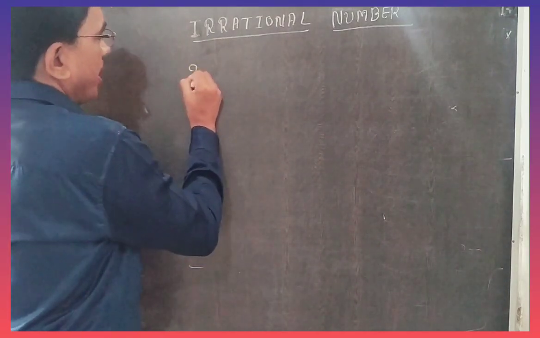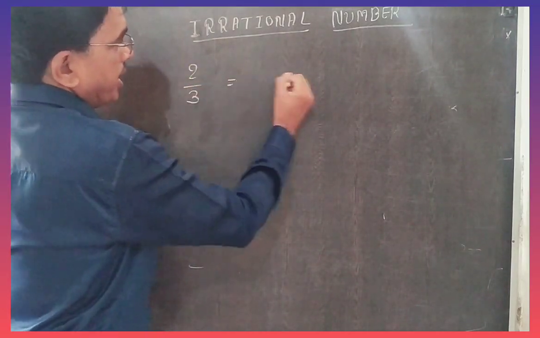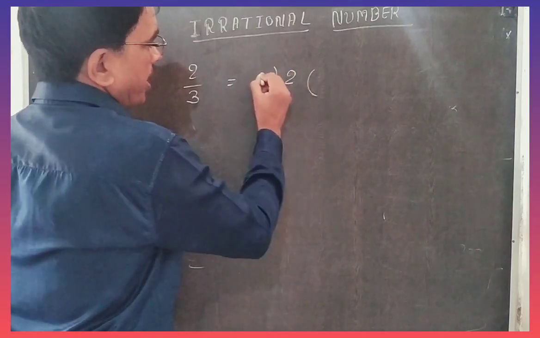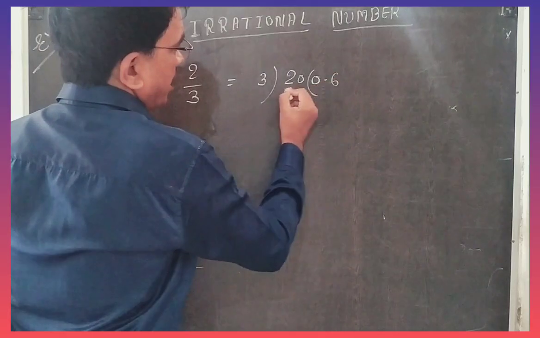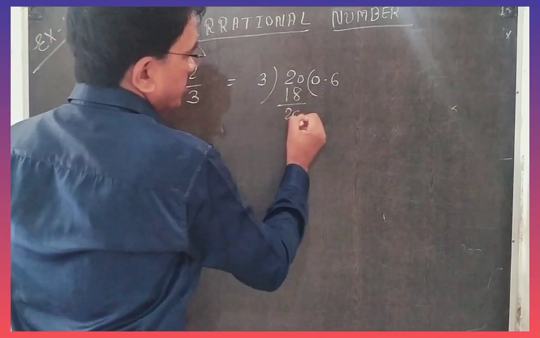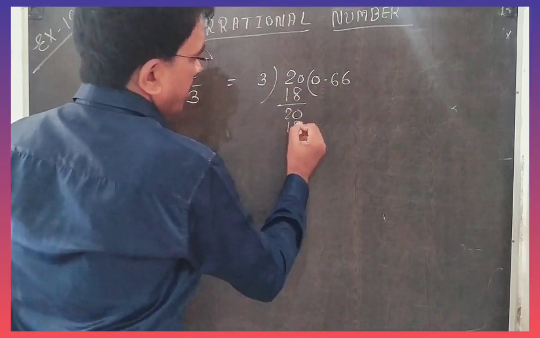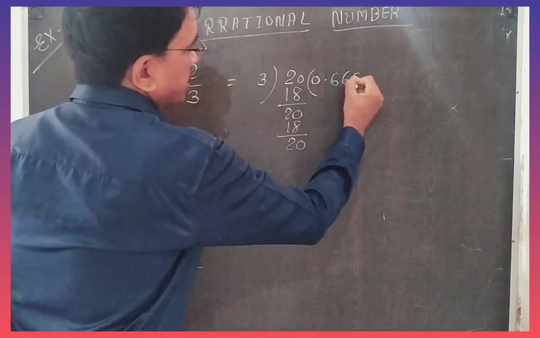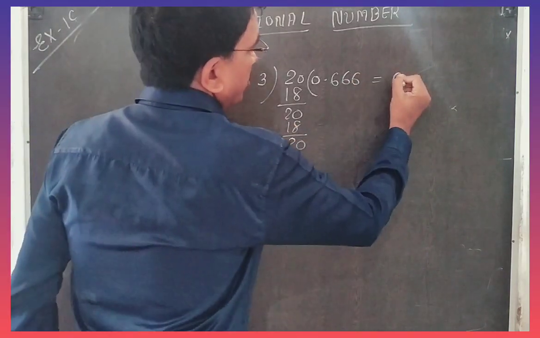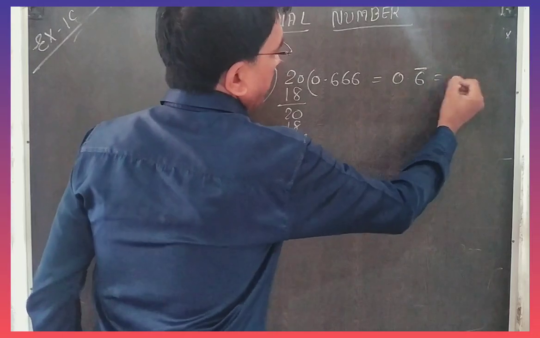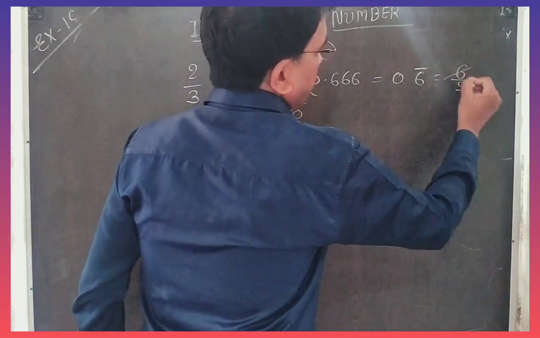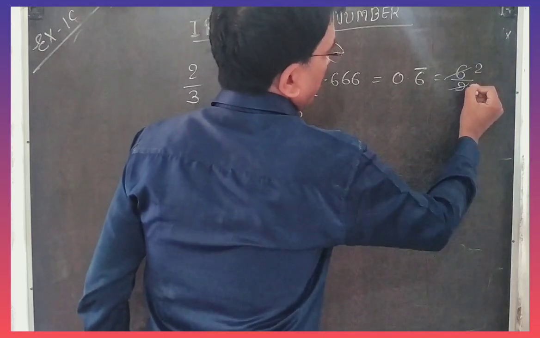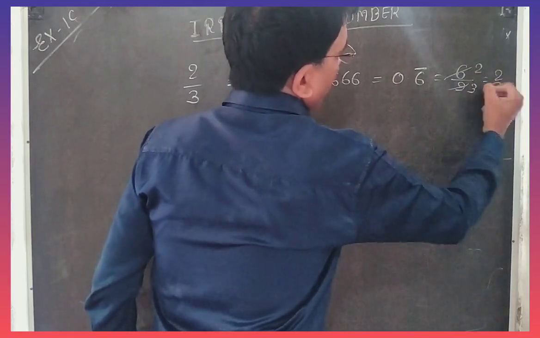Similarly, when you write 2 by 3, it is equal to 2 divided by 3. Here is 0 point, then 6 3s are 18, again 2 0, again 6 3s are 18, again 2 0, again 6 3s are 18, and it is equal to 0.6 recurring, and it is equal to 6 by 9, then divided by 3, that is 2 by 3.